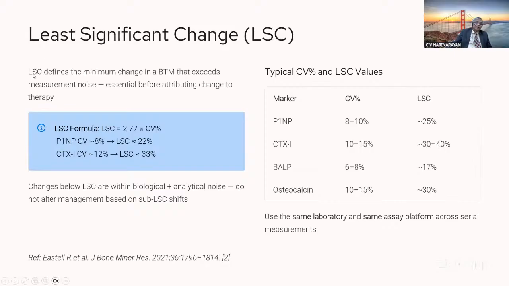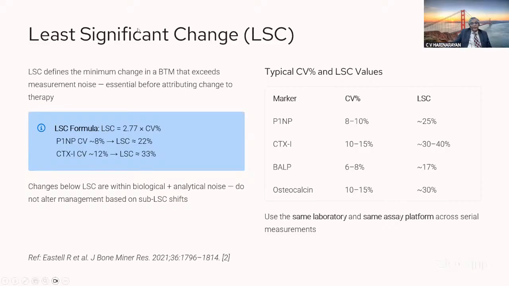There's another thing called the least significant change. It defines the minimum change in a bone turnover marker that exceeds the measurement noise, essential before attributing the changes to therapy. So if you want to say that the bone turnover markers, that is P1NP and CTX, the formation and resorption markers, have changed.